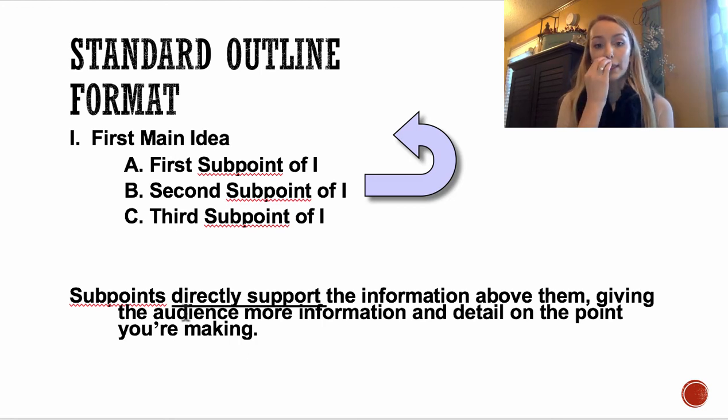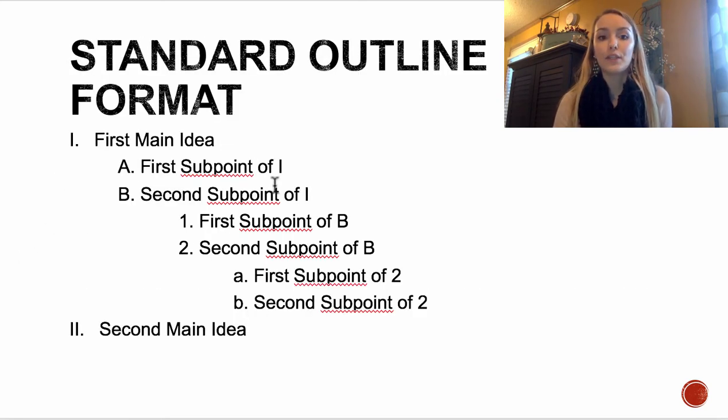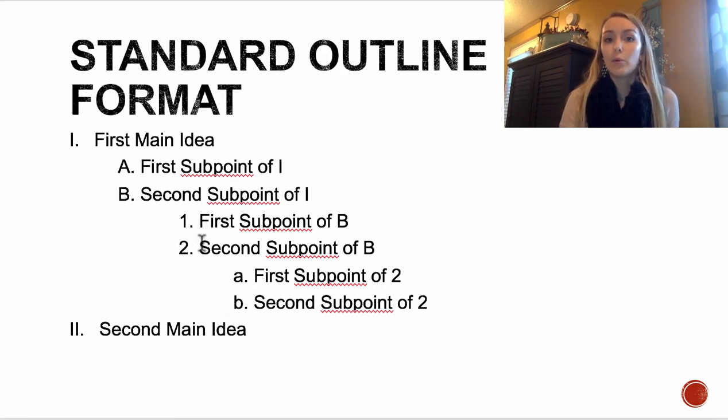So again here, subpoints directly support the information above them, giving the audience more information in detail on the point you're making. So A, B, and C all have to support this first idea directly, okay? And then if I were to break down main point or subpoint B, for instance, 1 and 2 have to directly support B. And if I were to break this level down further, A and B directly support 2. So we're seeing that relationship, that building upon ideas, getting more specific probably, okay?